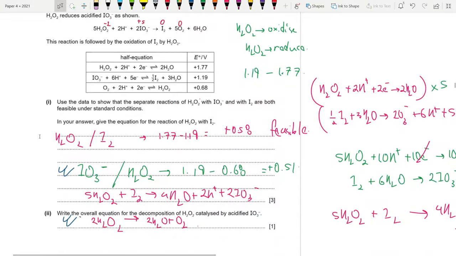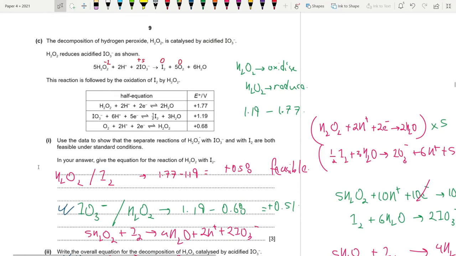Okay, let's start. Let's look at the first reaction, the first one being where hydrogen peroxide is oxidized and iodate is reduced. This is oxidation and this is reduction. So hydrogen peroxide is oxidized and iodate is reduced. So let's look at this.